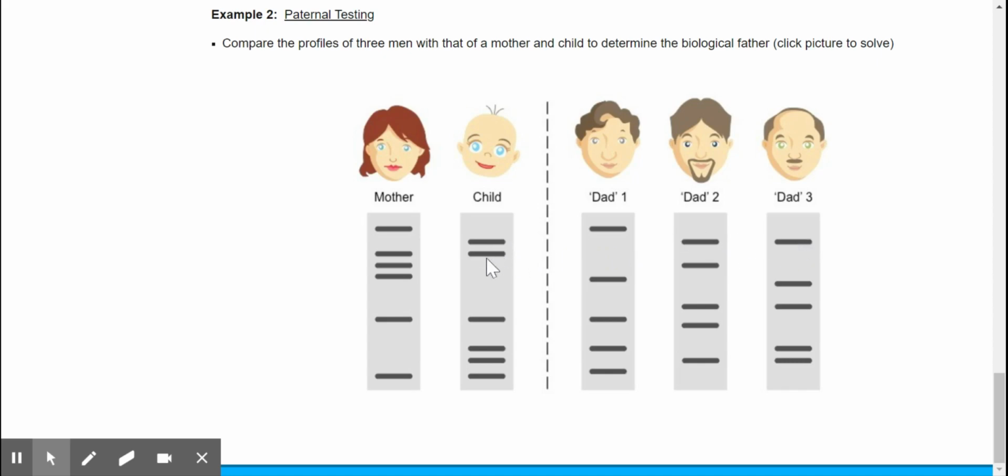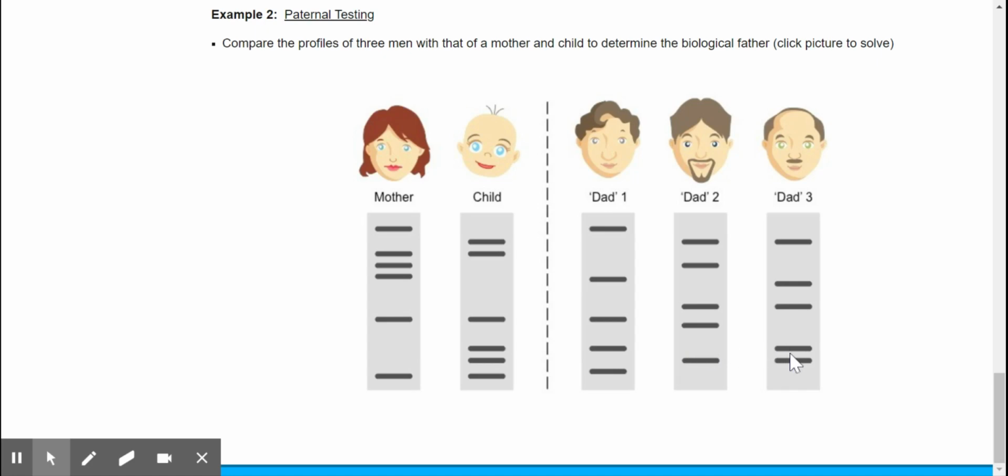Here in the child's next band, the mom has it, so we don't have to check for the dad. Let's scroll down to the next one. Mom has it again. So let's scroll down to the next band. Mom doesn't have it, so the dad has to have it. Okay, over here we see dad number 1 has it, but he's already been eliminated. So let's keep going. Dad number 2 does not have it. Does dad number 3 have it? Yes, he does have it.